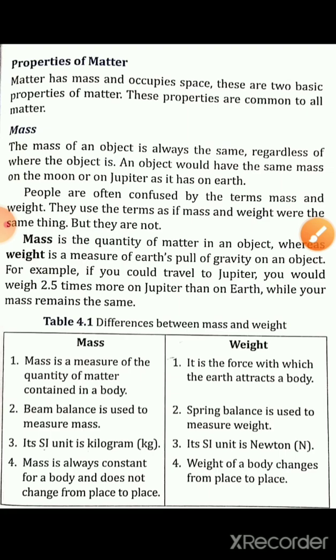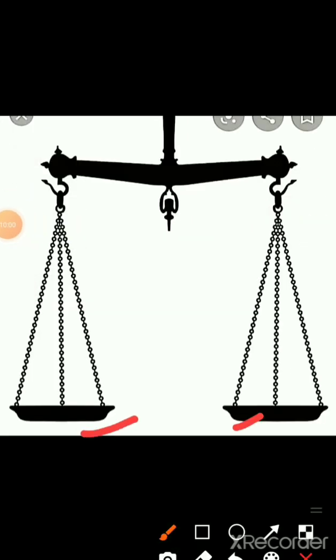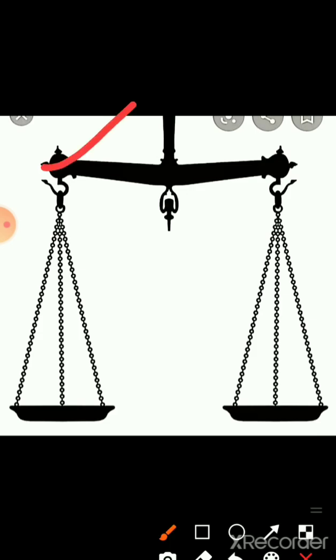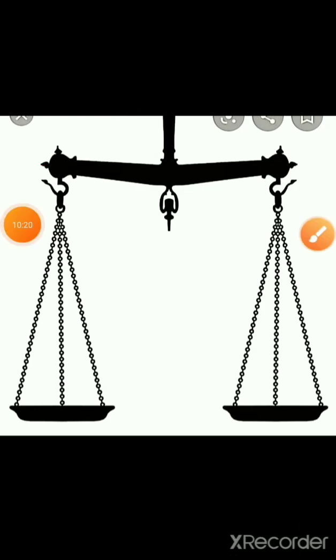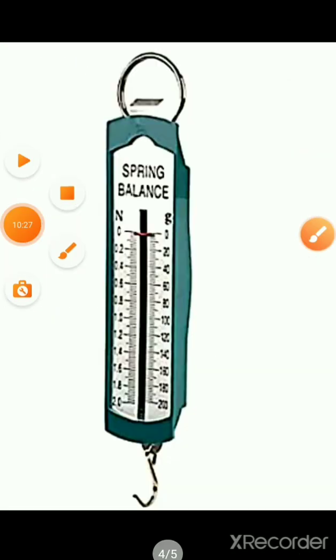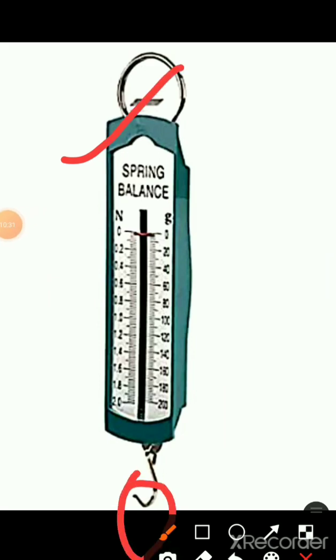Beam balance means, this is a beam balance, students. This is with shopkeepers, in different shops, in vegetable markets, we have seen this type of instrument. This is a beam balance, and by this we can measure mass only. Whereas weight we can measure with the help of a spring balance. This is a spring balance, and here we can take any matter, any material, and we can measure the weight. As the body is attracted towards the earth, we can measure the weight of that body with the spring balance, students.